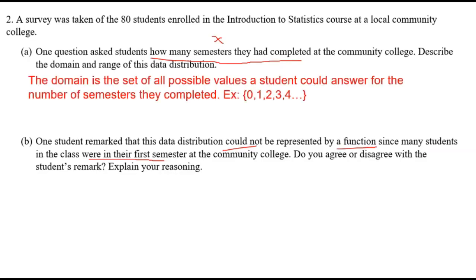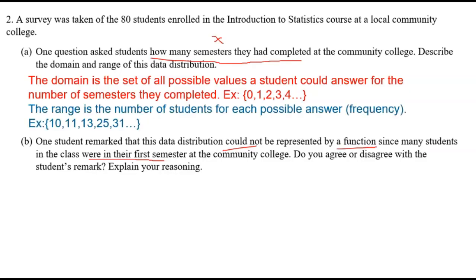So the domain I put is a set of all possible values where students could answer for the number of semesters they completed. Okay, so that was the domain. And I put an example: 0 semesters, 1 semester, 2, and so forth. If you didn't put this part, it's okay. I'm just putting it there so you know what we're talking about. It's the number of semesters. Because did they actually give us the data? No, they just said they did a survey. So we don't know what numbers they used, but they could have used something like that.